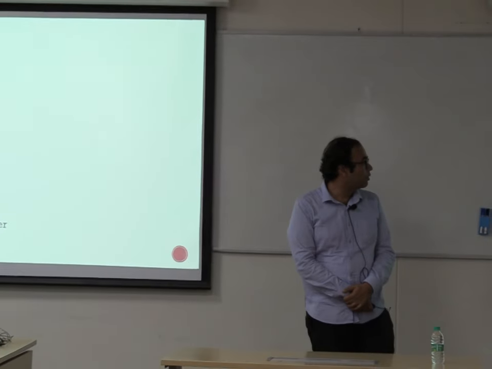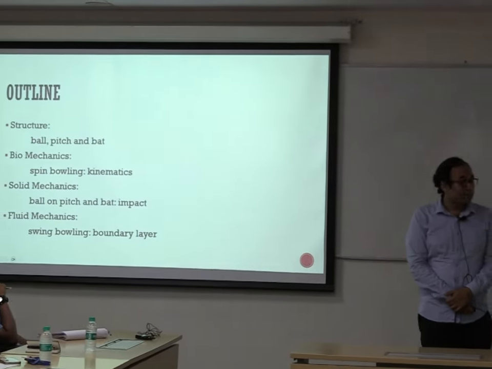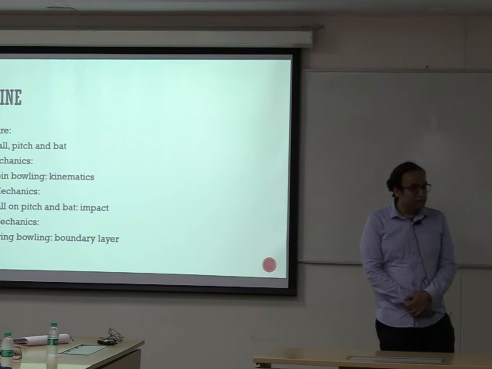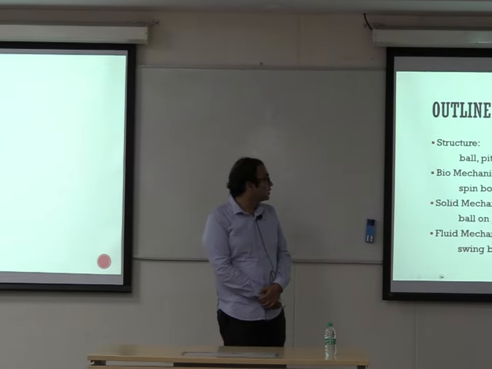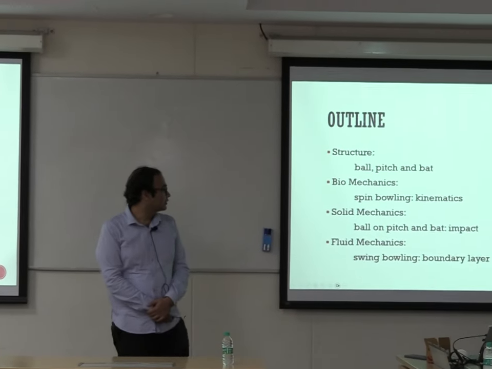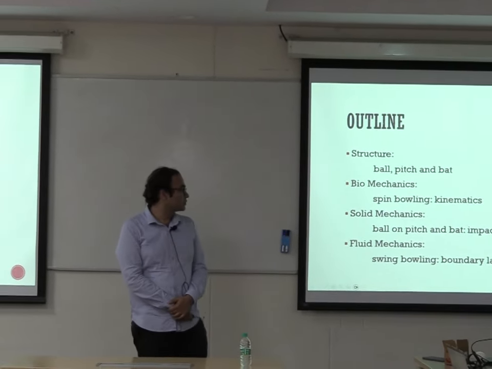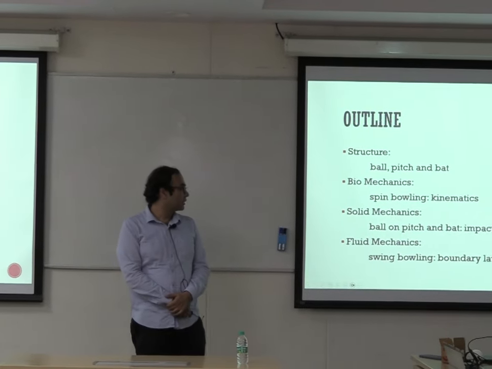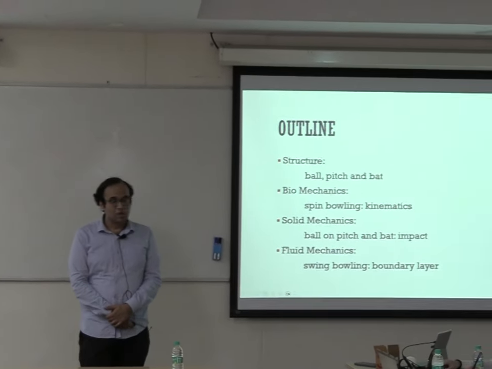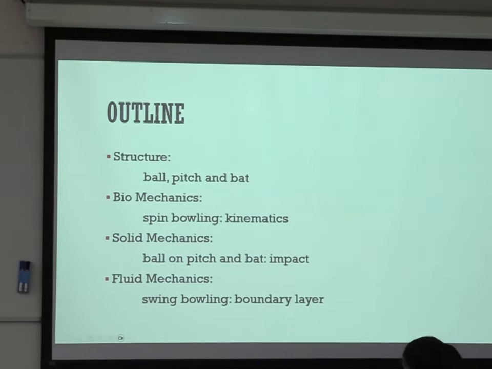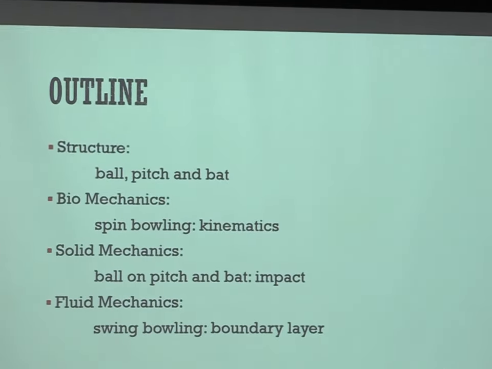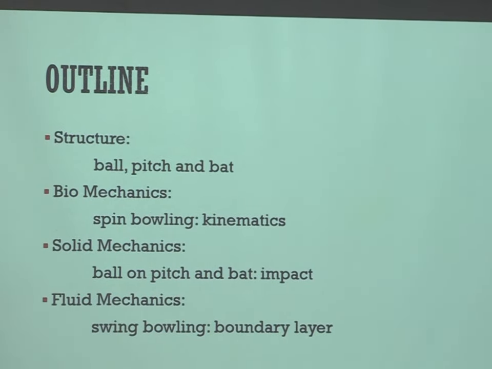The things which I would be talking about are the structure of the ball, the pitch and the bat, and then the mechanics aspects related to the structure itself. For example, I have taken three cases. One is the mechanics of the human body, or in short biomechanics, with how spin bowling takes place. This involves concepts from kinematics, which you may have learned in terms of displacements, velocities and acceleration.